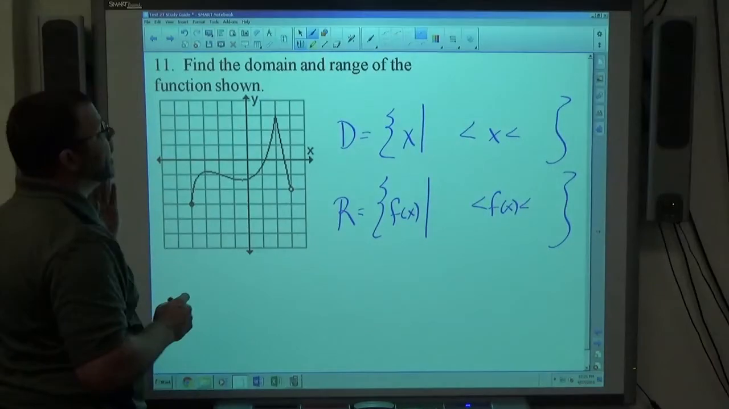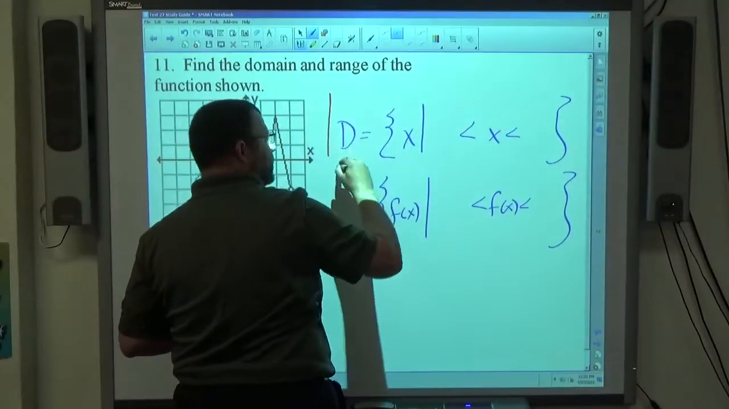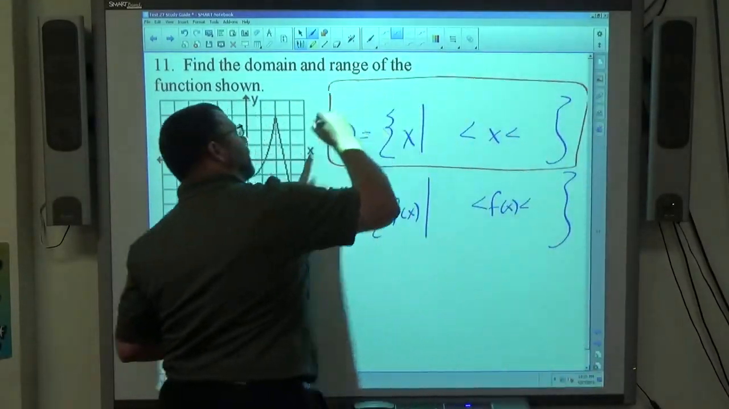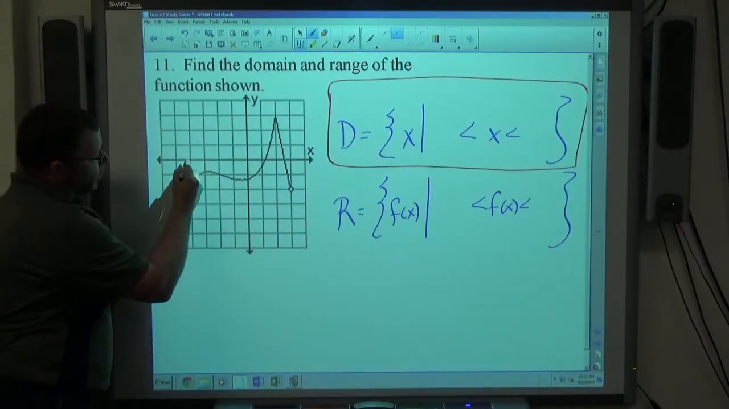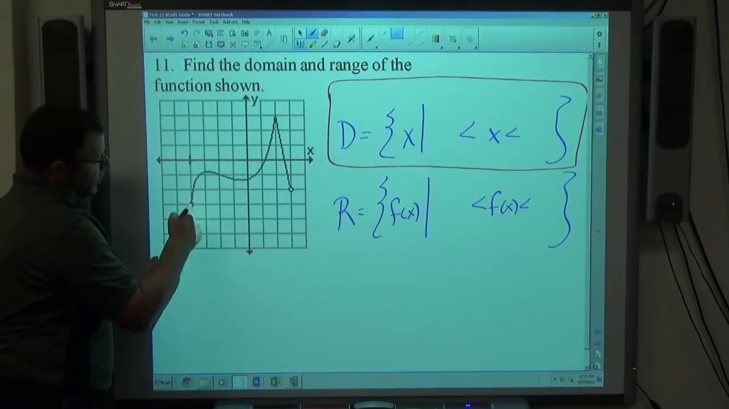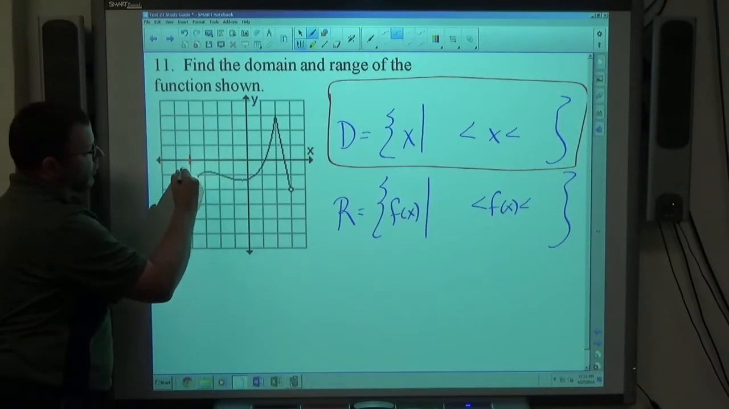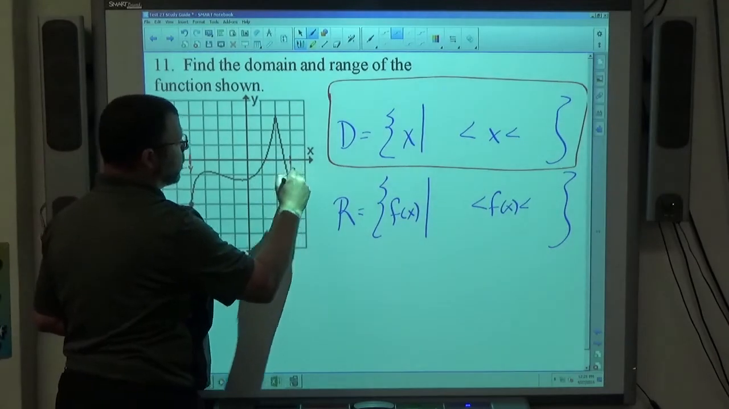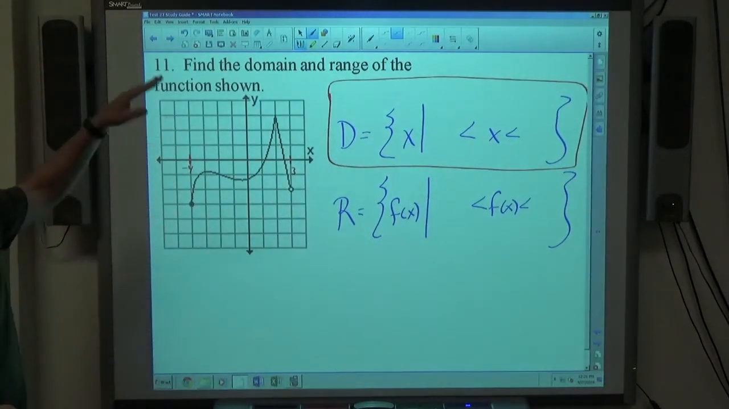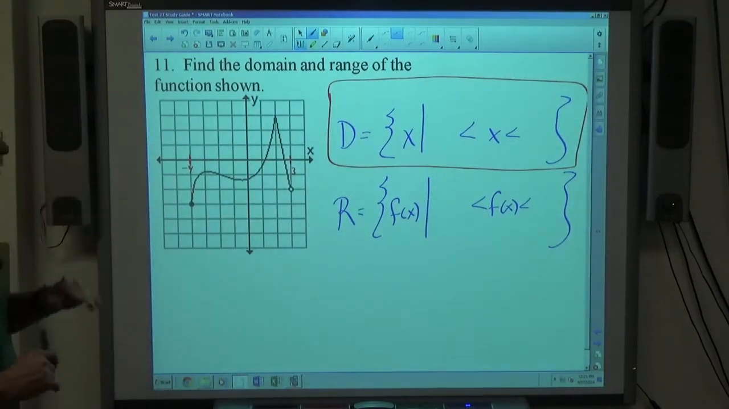Now, looking at the domain, let me do the domain in red. Domain's all about x. So, here's where the problem starts. The graph starts right there at negative 1, 2, 3, 4. And it ends right here at positive 1, 2, 3. So all I care about with domain is x. I couldn't care about up and down. All I care about is left and right for domain.